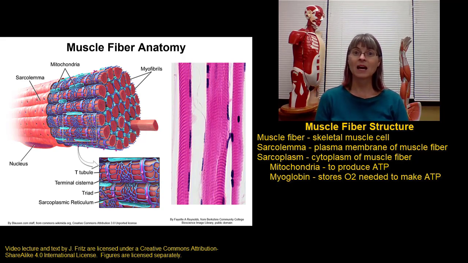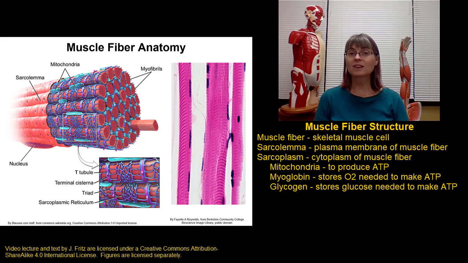Another important molecule that we find in the sarcoplasm of a muscle fiber is glycogen. Recall that glycogen is the main form of stored glucose in animal cells. Having a lot of glycogen in the muscle fiber means the muscle fiber has a good source of energy, a lot of glucose available to produce ATP so that we can continue muscle contractions.